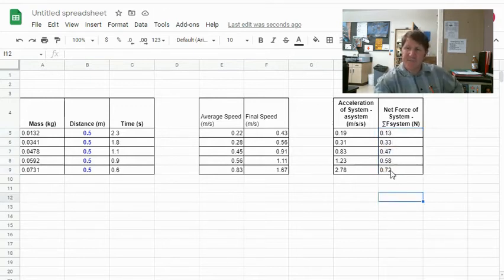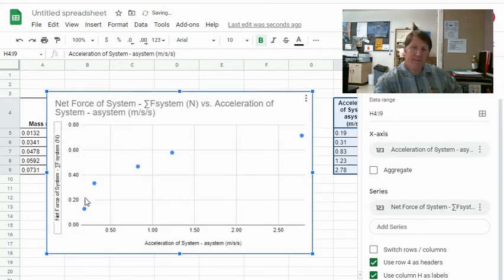So it asks you to make a graph of net force versus acceleration. So I'm going to highlight all of this. And you can't see the chart up here, so I'm going to click on these 3 dots for more, and there is the insert chart tab. So I'm going to click on that. And mine automatically defaulted to a scatter chart, which you should be using. Please do not use a line graph. Definitely don't use a bar graph.